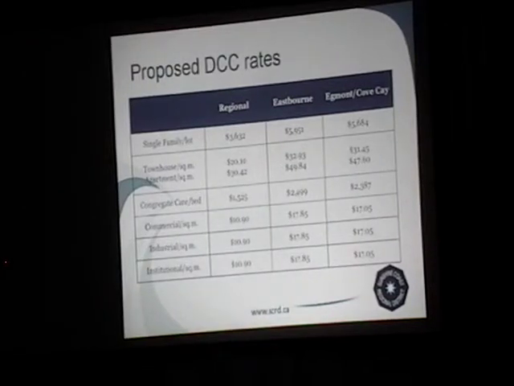The proposed DCC rates, this is the table that shows the rates that are proposed. The regional one would apply to the District of Seashell. And we have the Eastbourne and the Avon Cove K. The smaller systems, just due to the economy of scale, have higher rates.